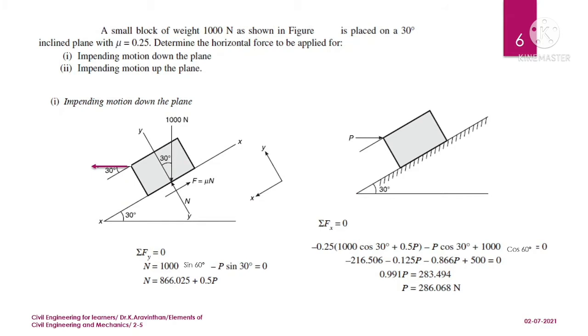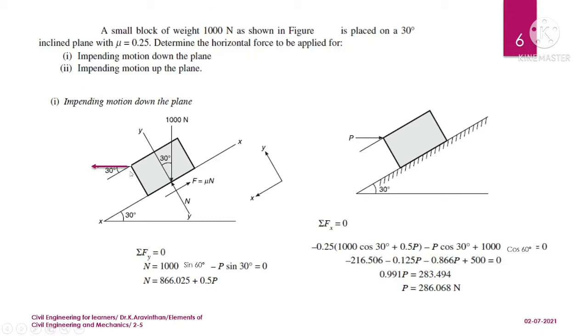Yes, let us take the next problem. A small block of weight, as shown in the figure, is placed on a 30-degree inclined plane with a coefficient of friction of 0.25. Determine the horizontal force to be applied for, first, impending the motion down the plane, and then impending the motion up the plane.